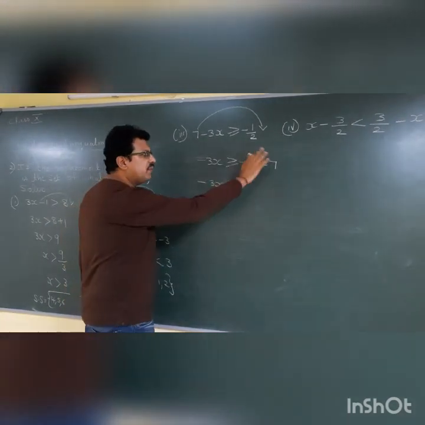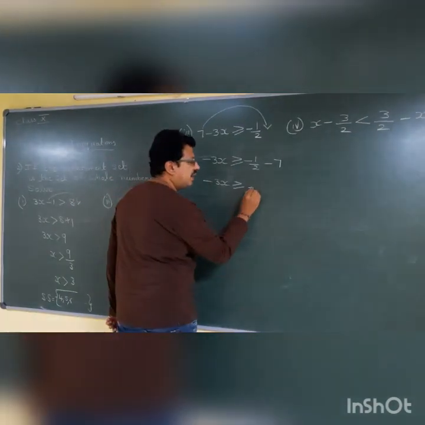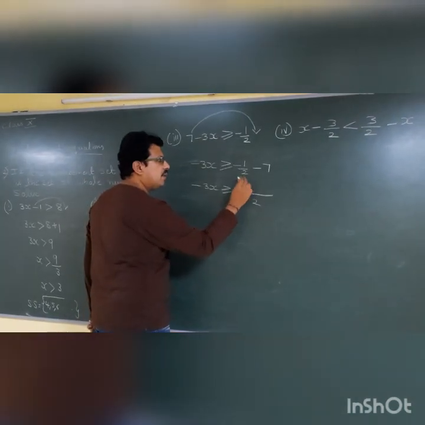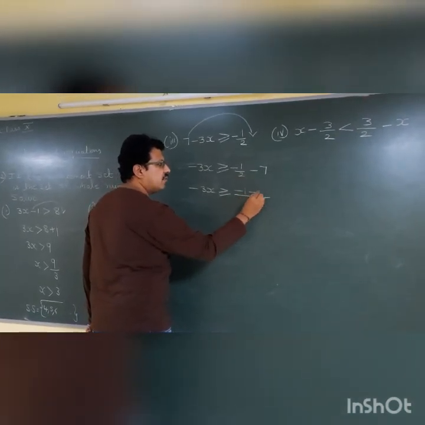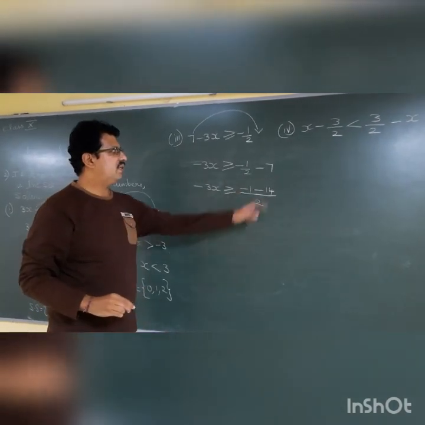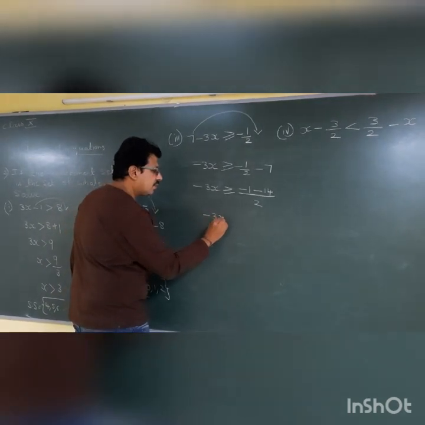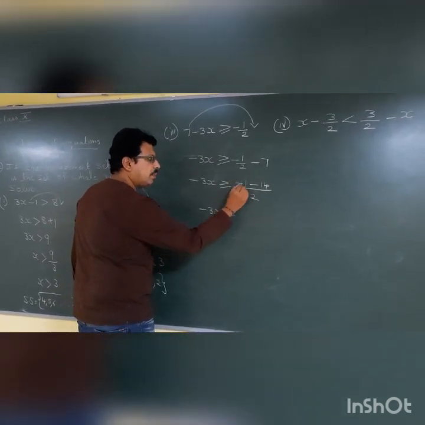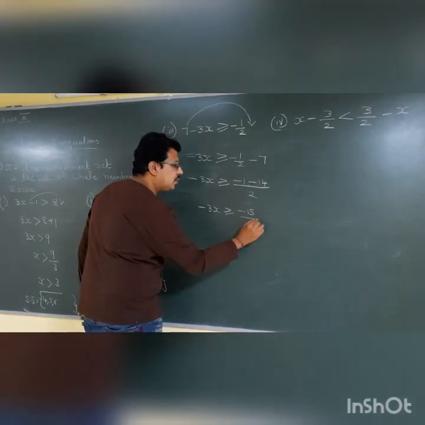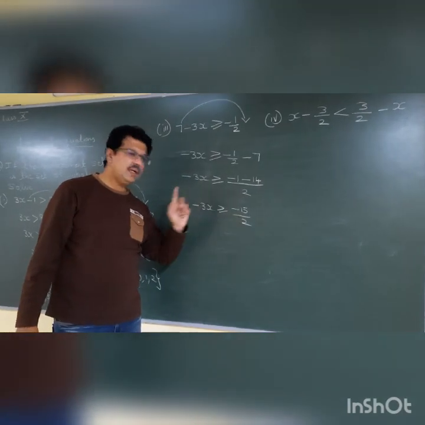So we need to simplify this. The simplification is very important. You should know very well. Take the LCM 2. 2 is LCM. So minus 1. 2 into 7, it is minus 14. And that's the LCM part. You have to be very clear about it. The 7 2s are 14. So minus 3x greater than or equal to, minus 1 minus 14 is minus 15 by 2.